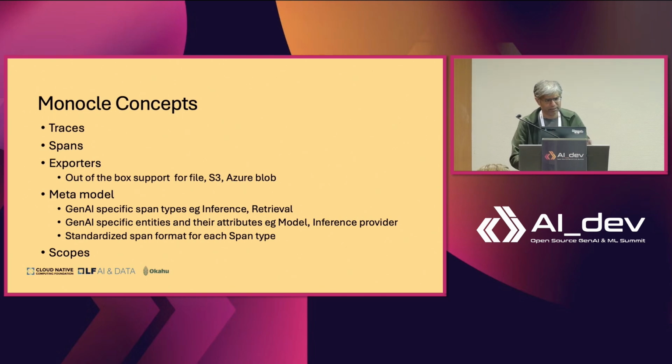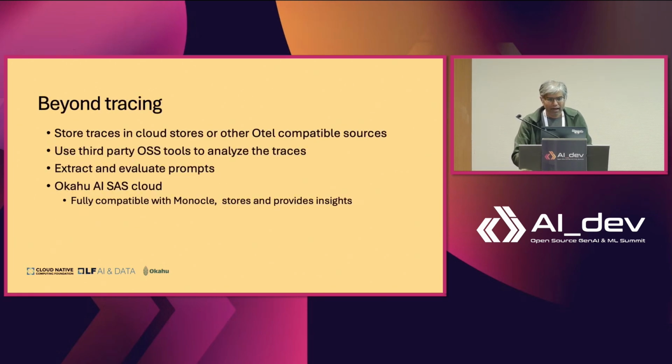Just briefly on the Monocle concepts, it's very similar to OpenTelemetry: the traces and spans, and the exporters that say how the data goes out. And the meta model is what describes a Monocle trace, what information it's collecting, and that's why it's consistent and standard. And finally, going beyond trace generation, how do you analyze it? How do you store it?